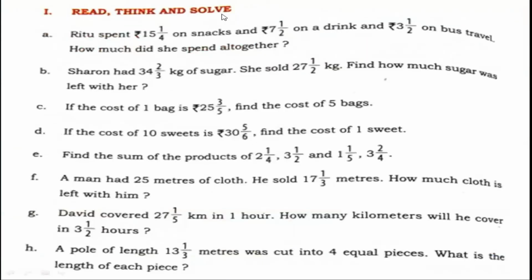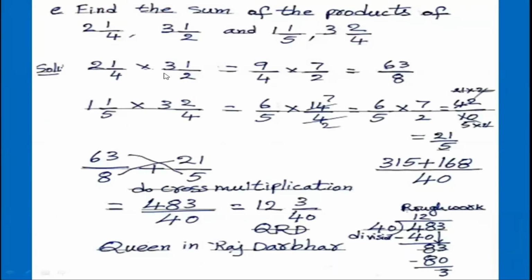Look at E bit. Find the sum of the products of 2 1 by 4, 3 1 by 2 and 1 1 by 5, 3 2 by 4. Solution for this. 2 1 by 4 into 3 1 by 2 is equal to 9 by 4 into 7 by 2 is equal to 63 by 8.